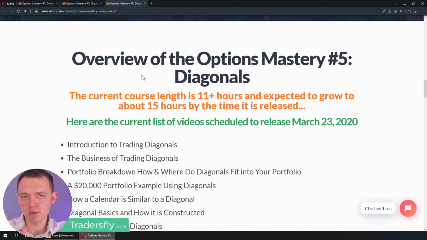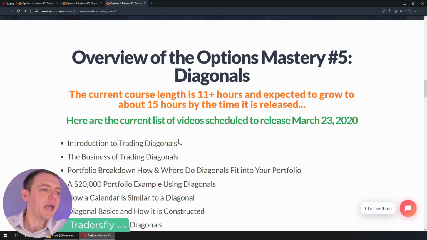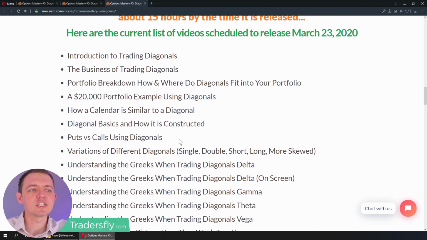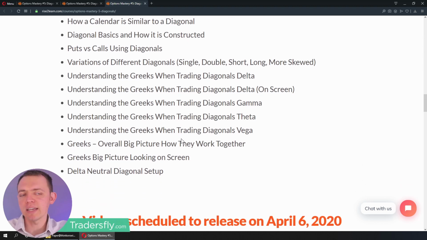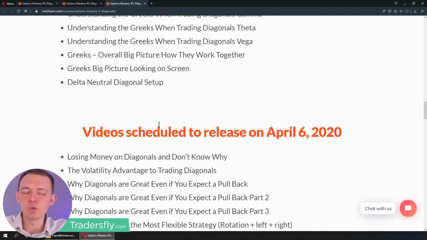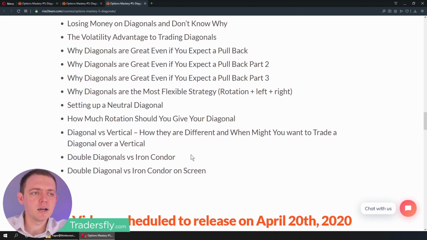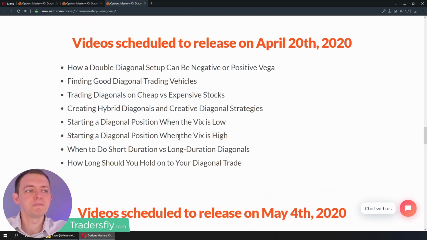Now, this course is packed with over 11 hours of material at the moment, and we continue to expand on it. And you can learn a lot of different things like how to build a portfolio using diagonals, how it's constructed, the different types of Greeks, delta, gamma, theta, vega, how they work together, how to set up a neutral diagonal, why diagonals are great even if you expect a pullback, and the volatility advantage to trading diagonals. We're going to look at setting up a neutral diagonal, double diagonals versus iron condors, and much more. Hybrid diagonals, we'll look at starting position when the VIX is low, starting position when the VIX is high. And this is really what we're covering here in this week's video.